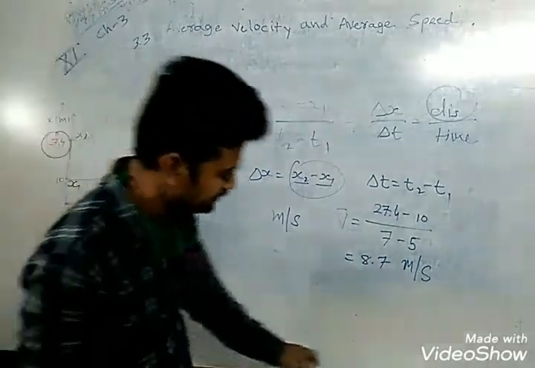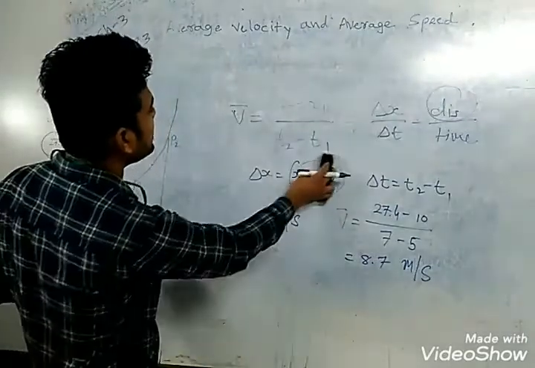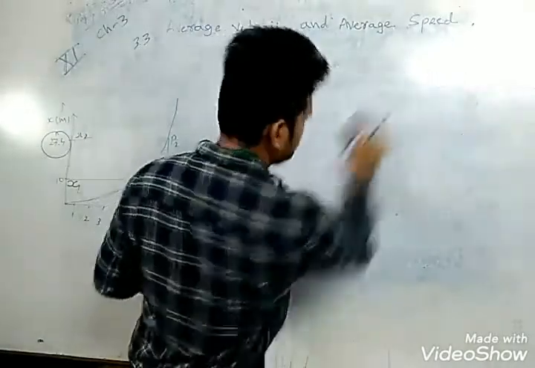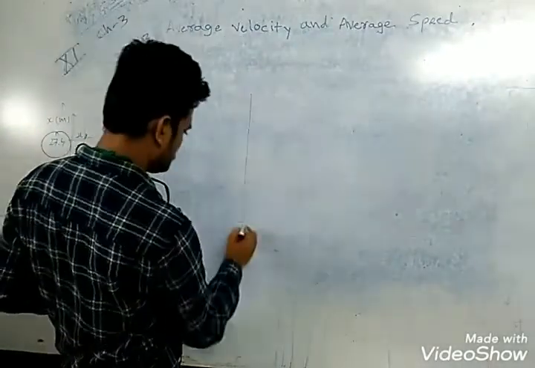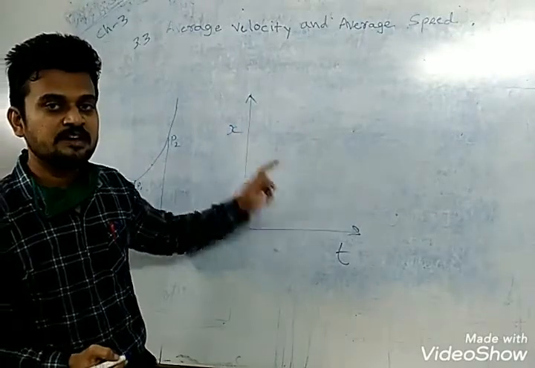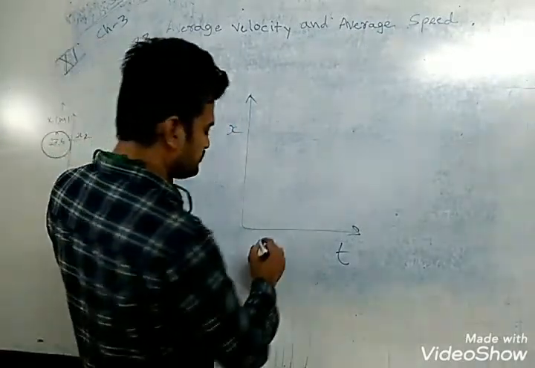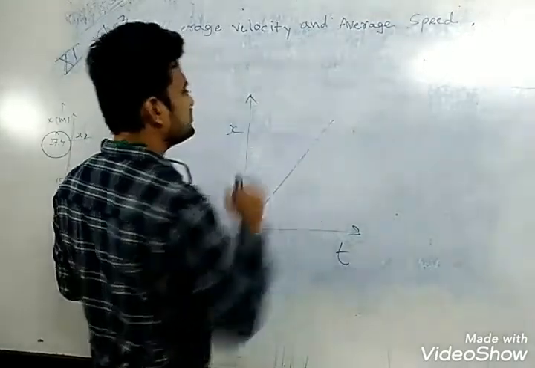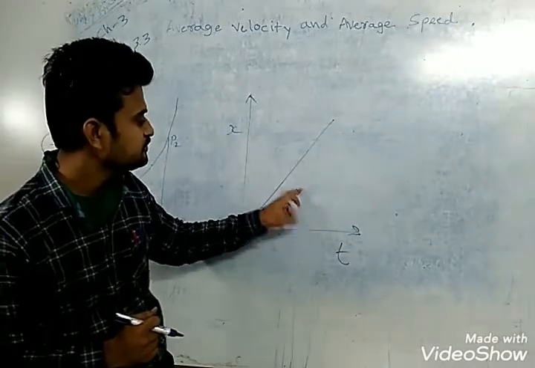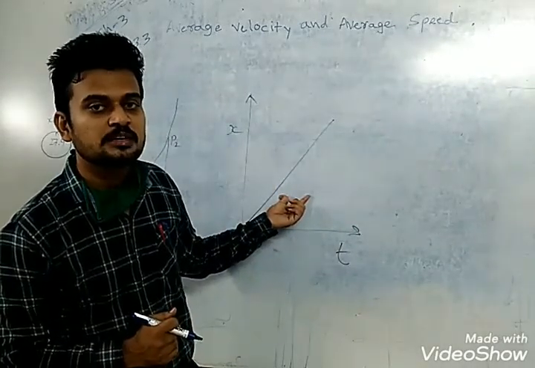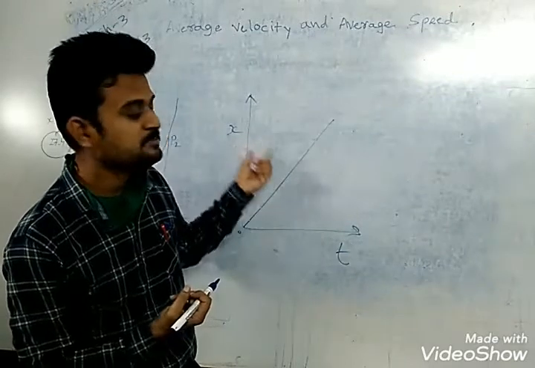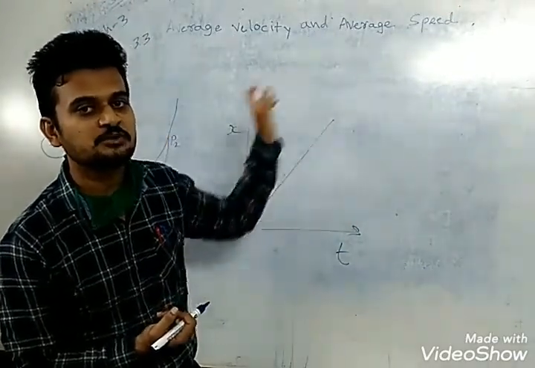Now here we have three different types of graphs. In the first graph, x versus t, displacement versus time, is a straight line from the origin. In this case, displacement increases with time, so the average velocity is positive.